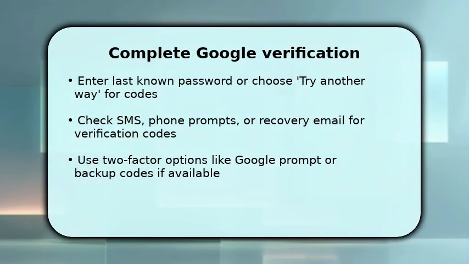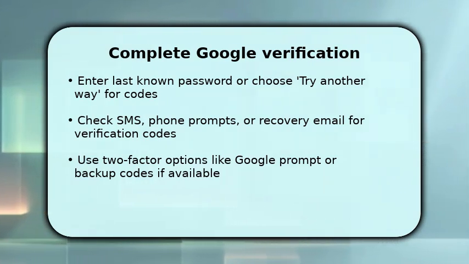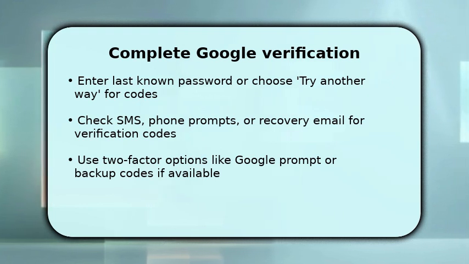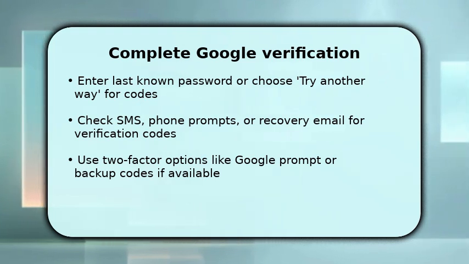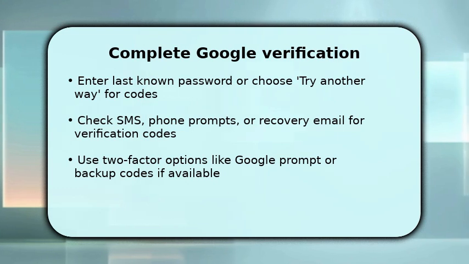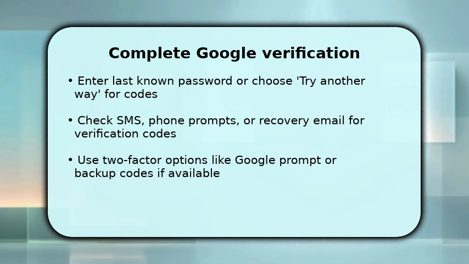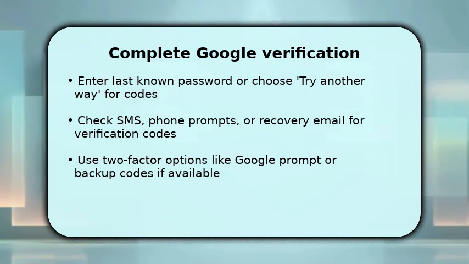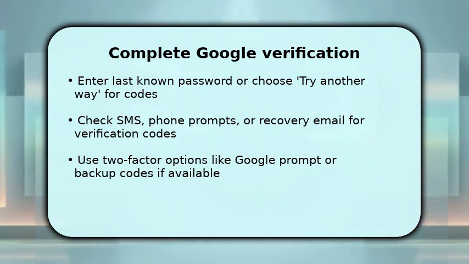Next, you complete verification by responding to Google's authentication challenges. If you remember a recent password, enter it. If not, choose alternative verification to get a code by SMS or to your recovery email. Make sure to check notifications for a Google prompt on trusted devices. If you have two-factor backup codes or an Authenticator app, use them now. These steps confirm control of linked recovery methods and let you move to reset the password securely.